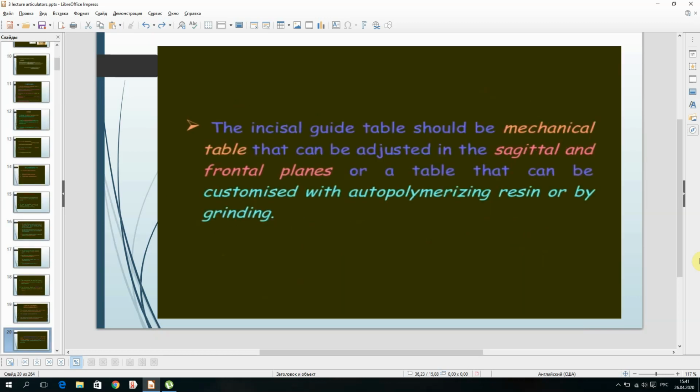The incisal guide table should be a mechanical table that can be adjusted in the sagittal and frontal planes, or a table that can be customized with autopolymerizing resin or by grinding.